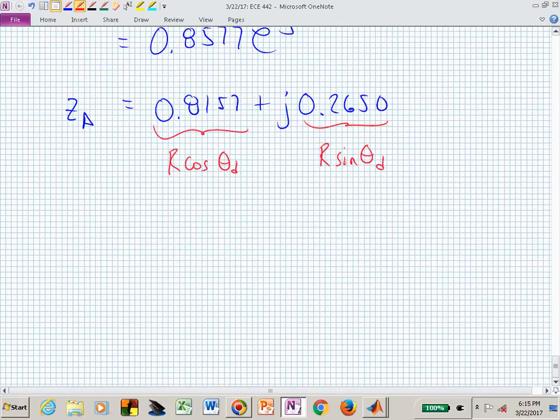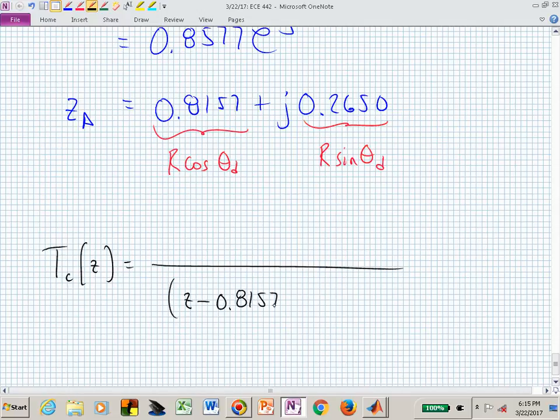Now I know what my denominator looks like in this two-pole system that gives me a peak time of 10 samples and a settling time of 30. I now can say that T sub c of z is z, and I want my real part to be at 0.8157, and my imaginary part is at 0.265. What I don't know is what my numerator looks like. So let's make some assumptions. We know that it's going to be some gain k, or some scalar.